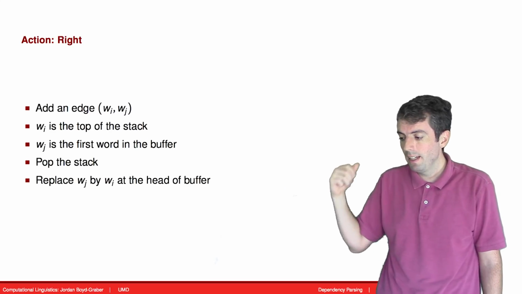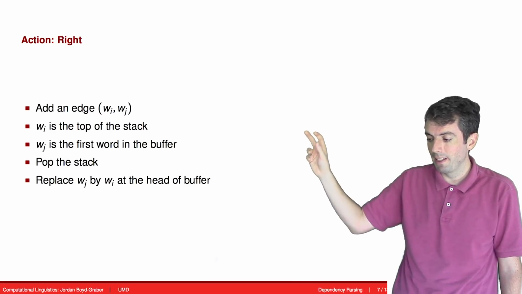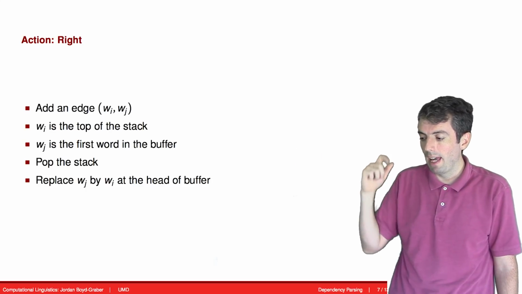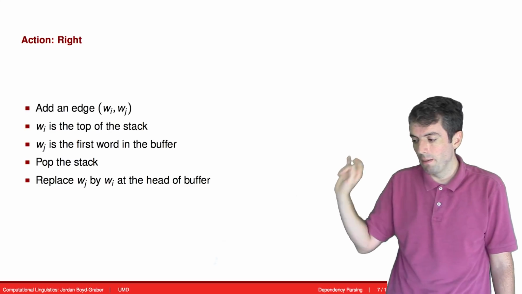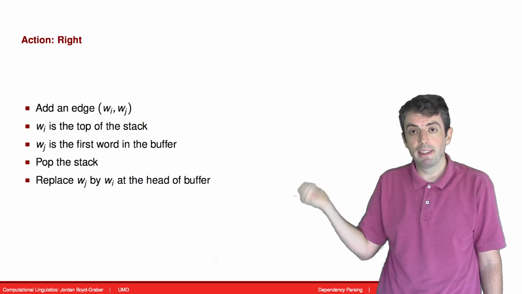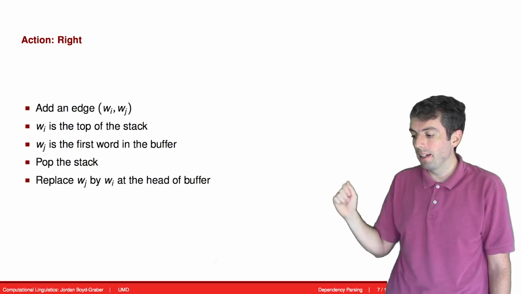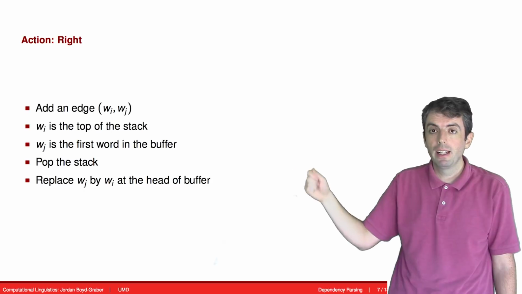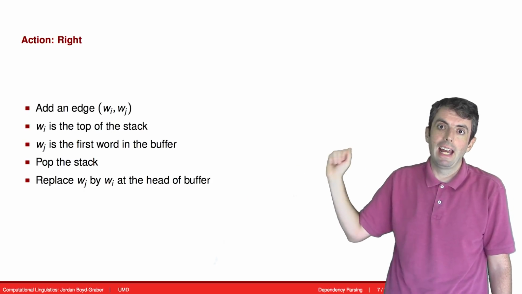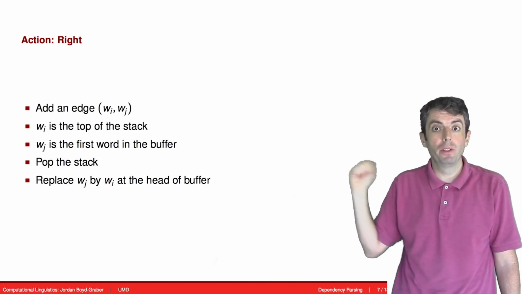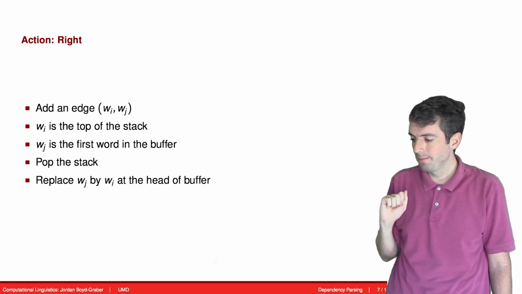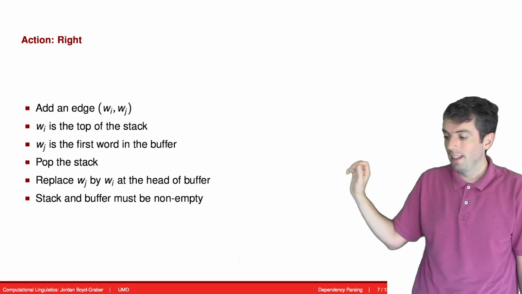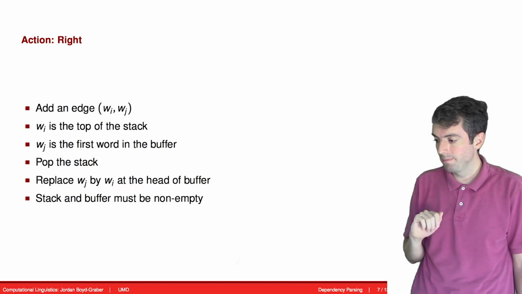For the right action, you again have to have something on the stack and on the buffer. You pop the stack, and then you replace wj with wi at the head of the buffer. This is because you've created an edge going to the right, and we'll see that when you create an edge going to the right, you basically take that word out of circulation for future attachments. And again, just like for the left action, the stack and the buffer have to be non-empty.